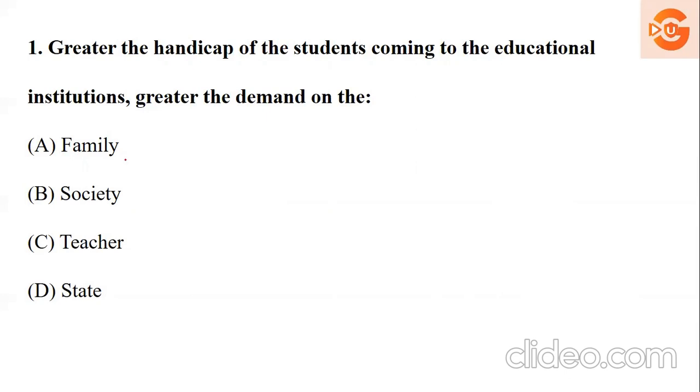So just use some common factors to answer your question. Society definitely doesn't come into educational institutions. It is a second institution, but not an educational institution. When we talk about the state, it represents a body. So definitely, when we are talking about educational institutions, it is only and only the teacher whose demand will be increasing in order to handle this type of students. So the right option for this question is option number C.